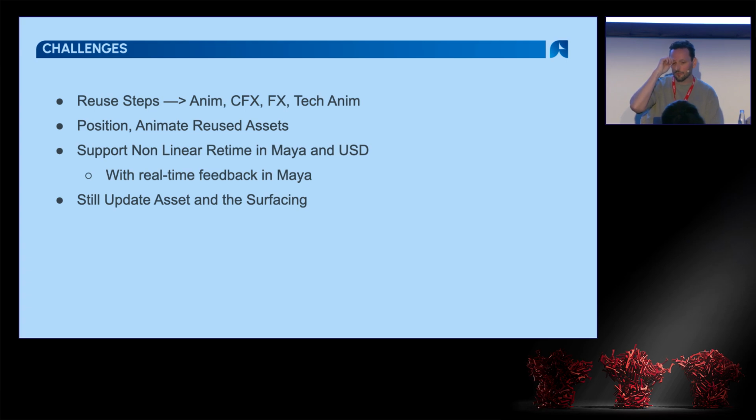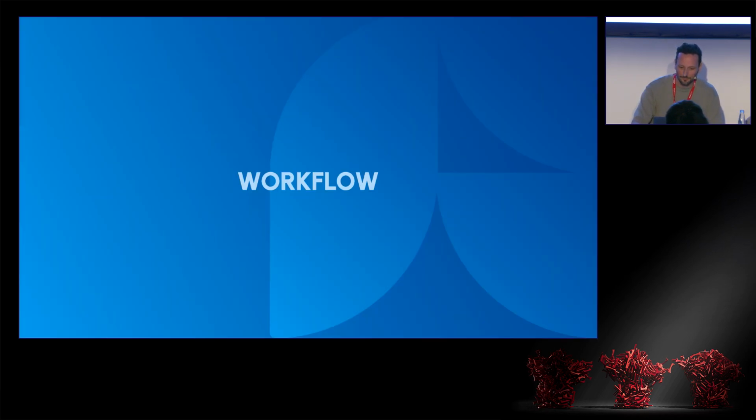One of the constraints also is we want to still be able to update an asset, usually to get the latest surfacing version for the lighting. And we want to mix the surfacing of this asset and the cache. And we want to keep it almost simple for the artist because, as you will see, you can have a lot of USD files to achieve that.